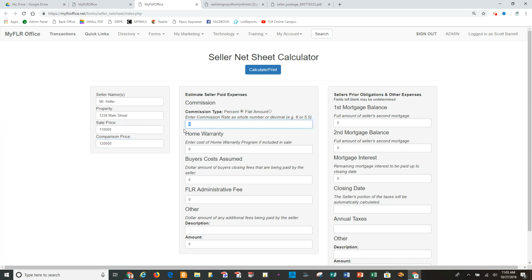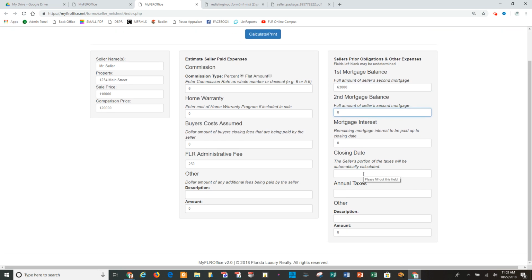And then your commission is entered here, 6%. We would never suggest that they actually buy a home warranty, but that could be a negotiable item, so there's 0 cost. We're not going to assume that they're going to pay any of the buyer's closing costs at this point yet. There's an admin fee of $250. During your qualifications of the seller, one of the questions that we always tell you to ask is, what is the balance of your mortgage? So let's say that they told us it was 63,000 on a second mortgage.